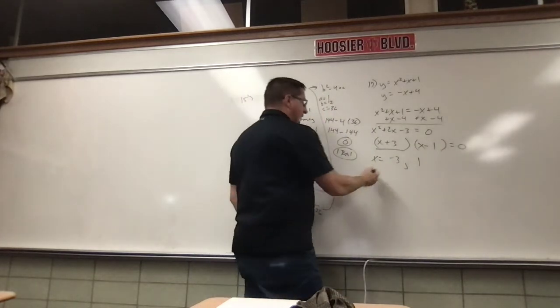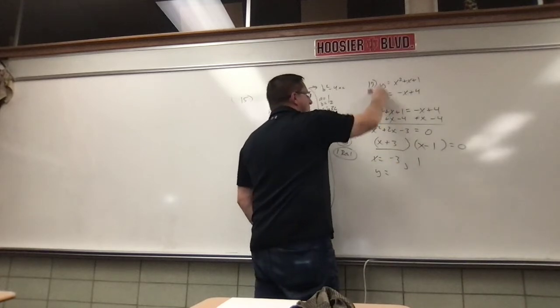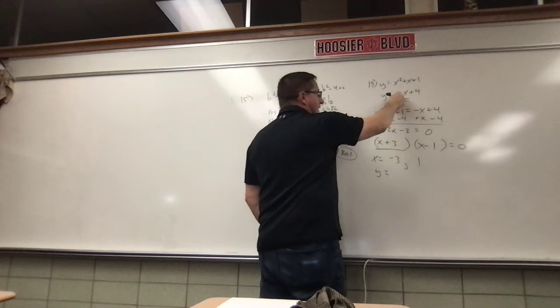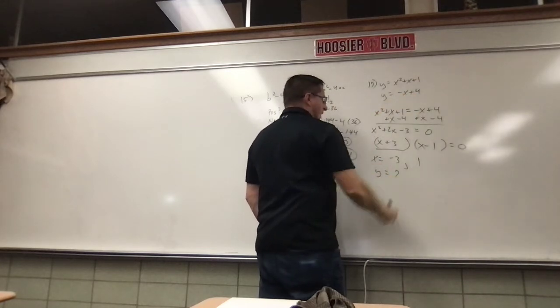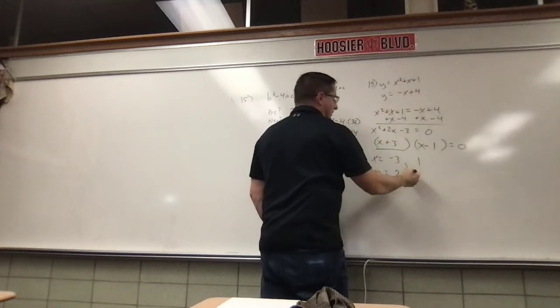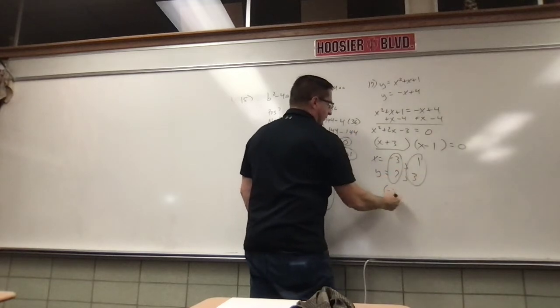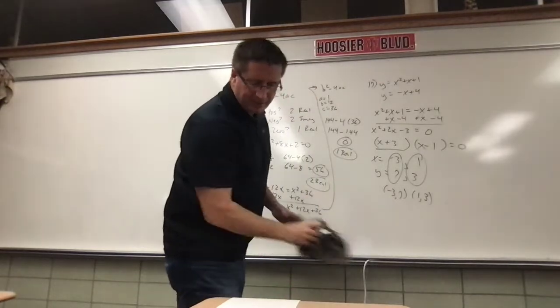Got to know what y is. Find out what y is by plugging in negative 3 and positive 1 into either one of these. This one looks easier. If I plug in negative 3 for x, negative negative 3 is positive 3, plus 4 is 7. Plug in 1: negative 1 plus 4 is 3. So the answer is negative 3, 7, and 1, comma 3. Okay, that's a little bit tougher question.